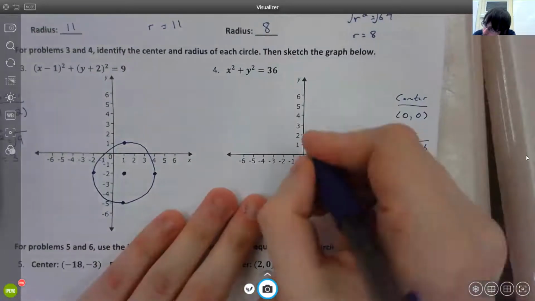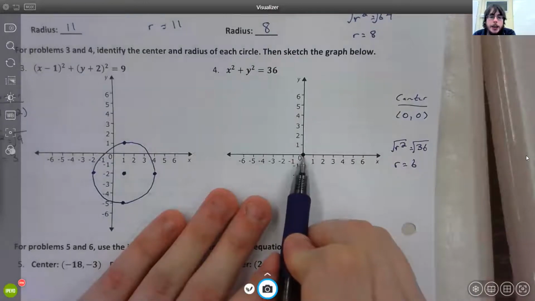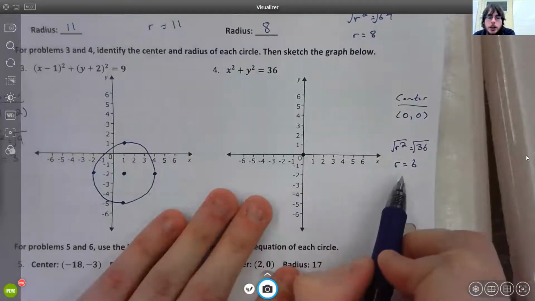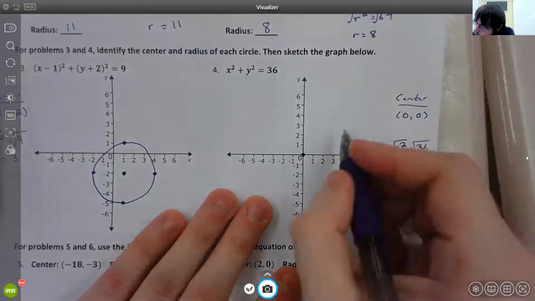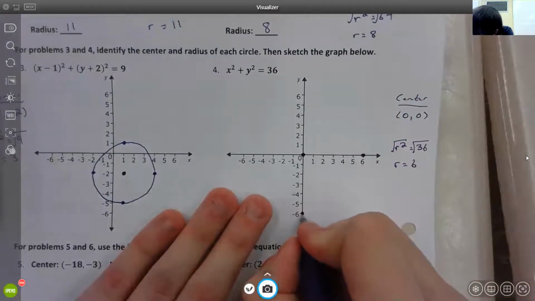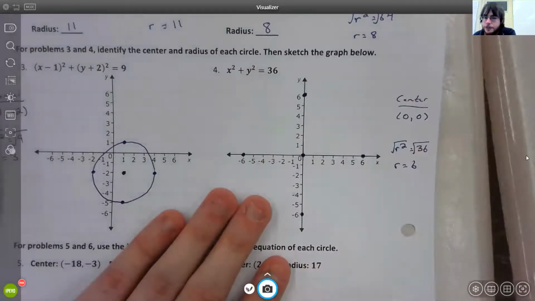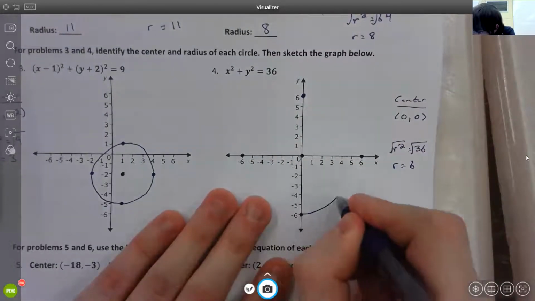So our center is at 0, 0. And then starting at 0, we need to go in the 4 directions, r equals 6 places. So we go right 6, down 6, left 6, and up 6. And then draw the circle to the best of our ability.